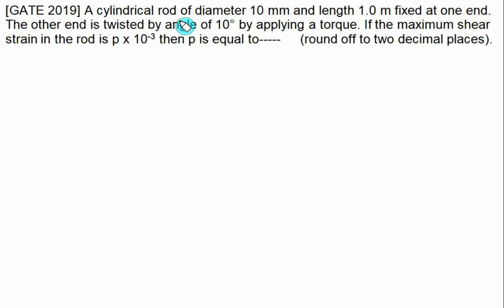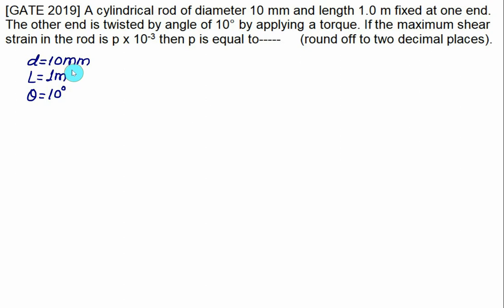A cylindrical rod of diameter equal to 10 mm, length equal to 1 m, fixed at one end. The other end is twisted by an angle equal to 10 degree. You have to always use radian. By applying a torque, the maximum shear strain is given as P into 10 to the power minus 3. Then the value of P you have to find out.